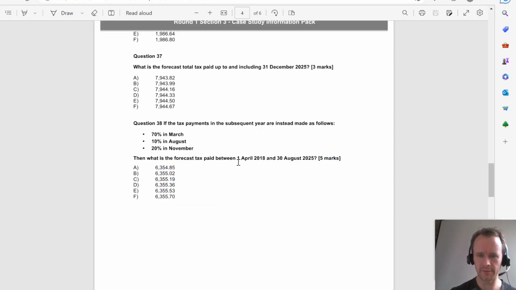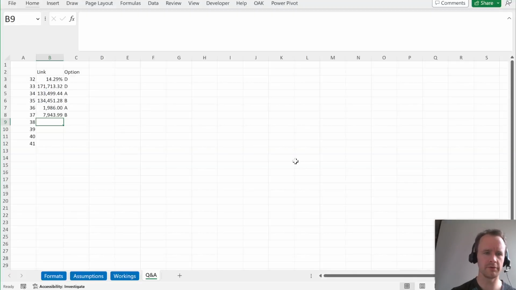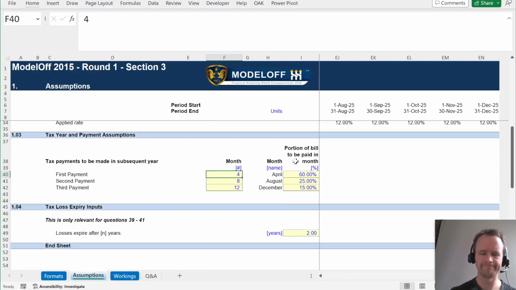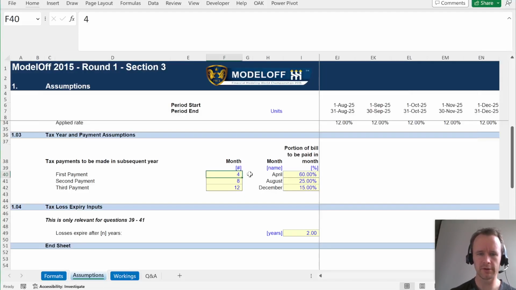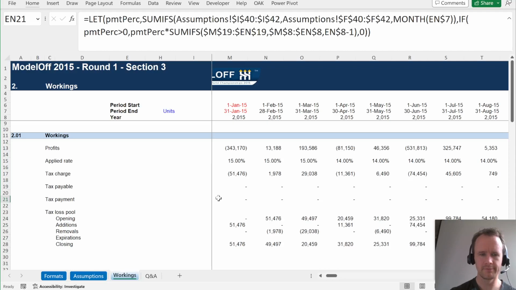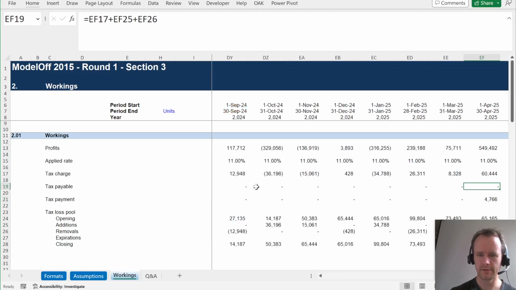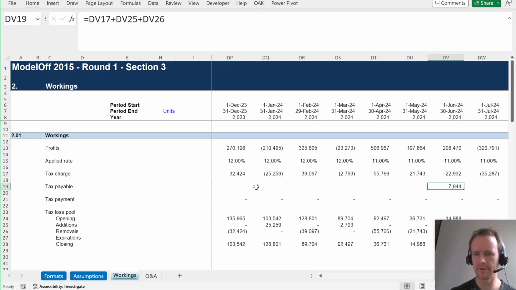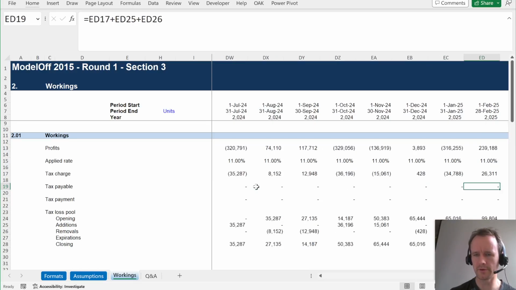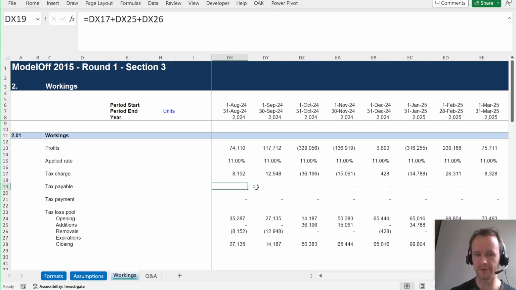What is the forecast tax paid between April and August of 2025? Fine. It's an interesting one. You don't really need to remodel to answer this question at all, because there's only your tax payable only becomes a thing for the first time in June 2024. So you're only going to pay tax in 1 year, which is 2025.